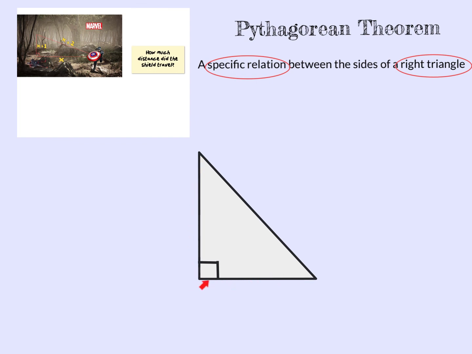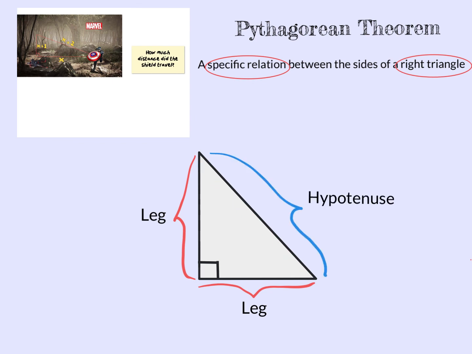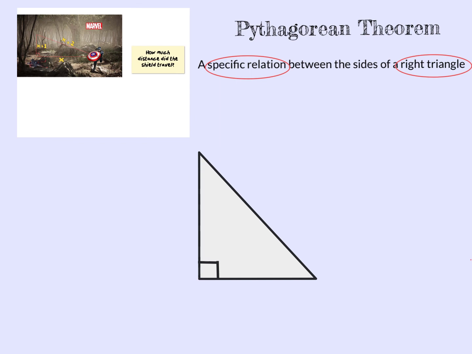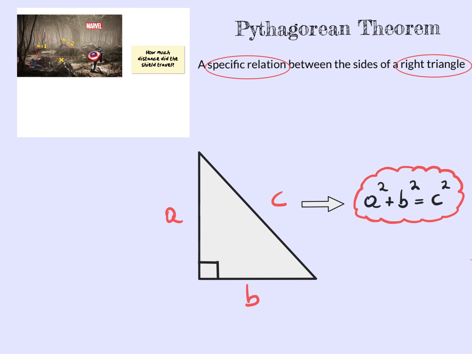The sides that form the 90-degree angle are called legs. The remaining side, also the biggest one, is called the hypotenuse. We will denote the length of the legs with the letters A and B, and the length of the hypotenuse with the letter C. The specific relation I told you before is the following. For any right triangle, the sum of the squared legs is equal to the hypotenuse squared. This equation is the Pythagorean theorem and is true for any right triangle you can create.